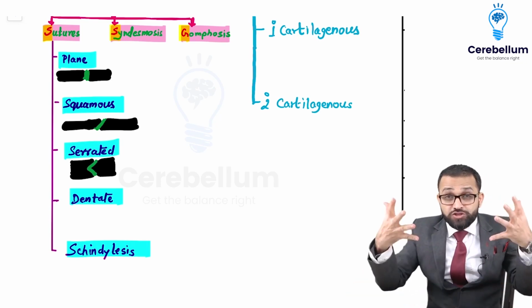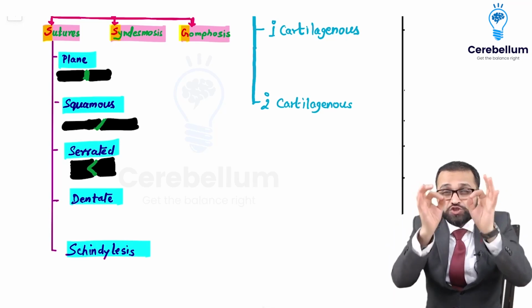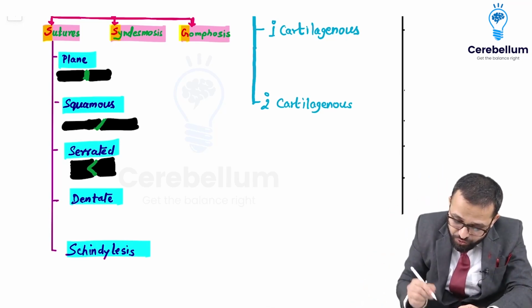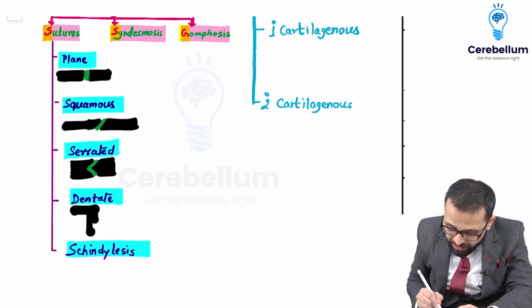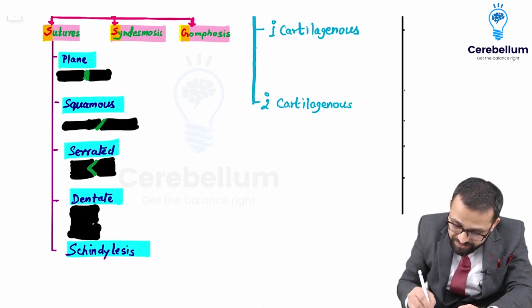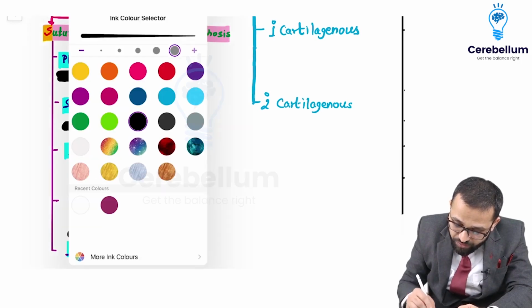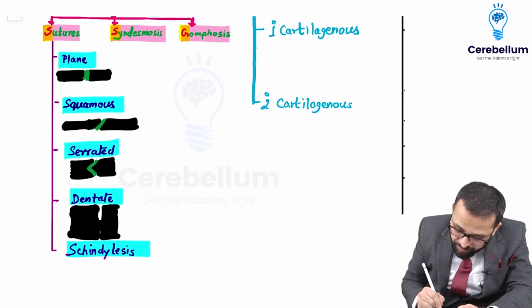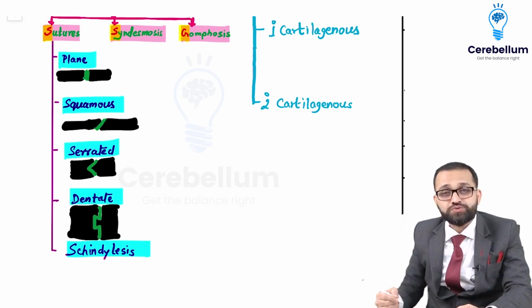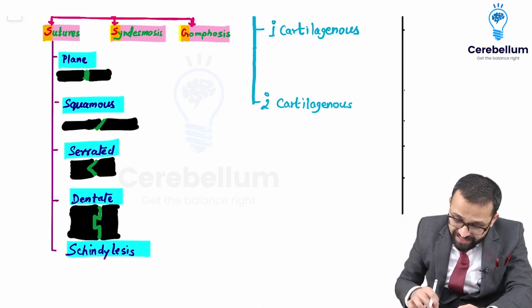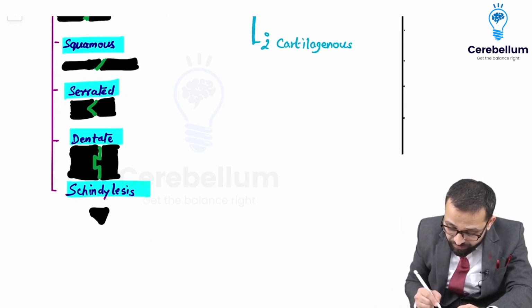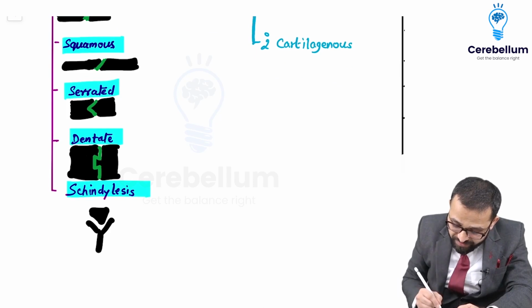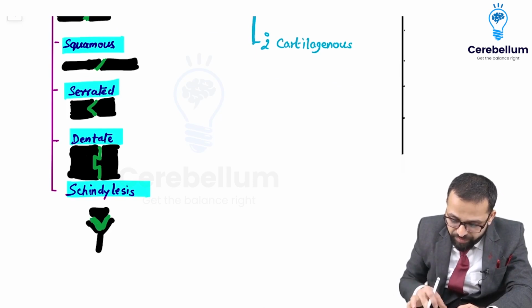Dentate suture has a tooth-like arrangement. It is the strongest suture. The two bones articulate together just like teeth: one part goes inside the other bone and there is fibrous connective tissue. And in schindylesis, a wedge-shaped bone gets attached within the groove of the other bone. So this is just one way to remember.